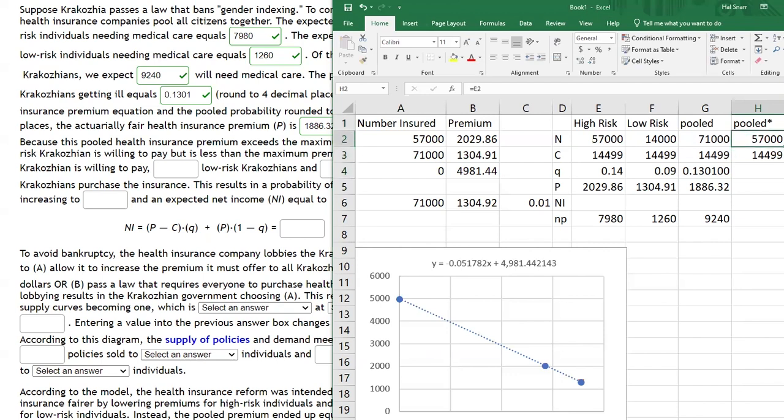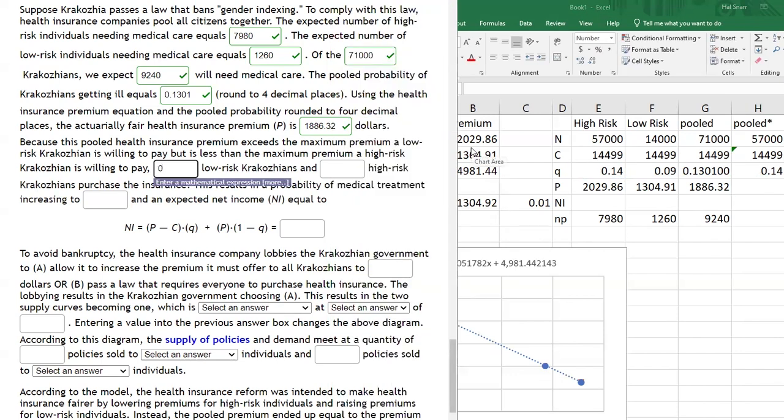Now, because only high risk people are in this pool, the probability of needing the procedure is 14%. Zero low risk Caucasians are going to pay a premium more than $1,304.91. 57,000 high-risk Caucasians purchased the insurance. And this results in a new probability of needing the procedure of 0.14. Now we're going to use this probability with this premium to calculate the net income of the company.